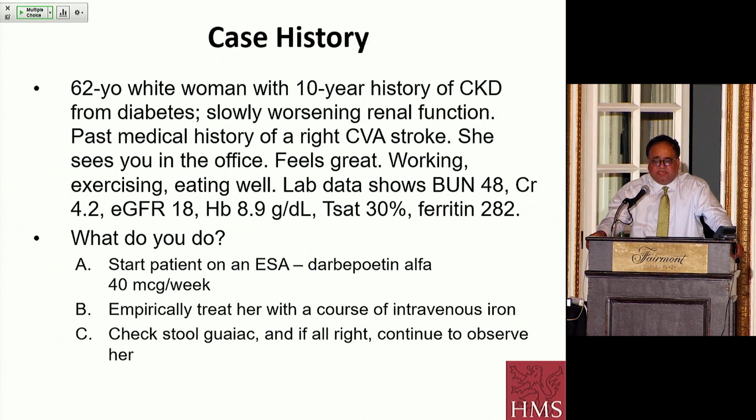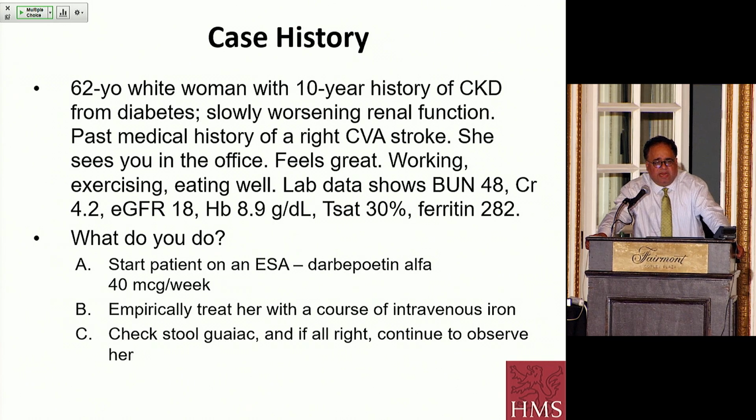So I'm going to start with a case history. This is a 62-year-old white woman with a 10-year history of CKD from diabetes. She's had slowly worsening kidney function, past medical history of a right CVA stroke, and she comes to see you in the office. She feels great, working, exercising, eating well. And you confirm that by talking to her companion who's sitting in your clinic room with her. Lab data shows a BUN of 48, a creatinine of 4.2, an estimated GFR of 18, a hemoglobin of 8.9, a TSAT of 30%, and a ferritin of 282.